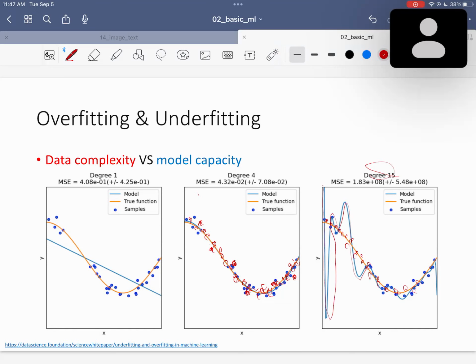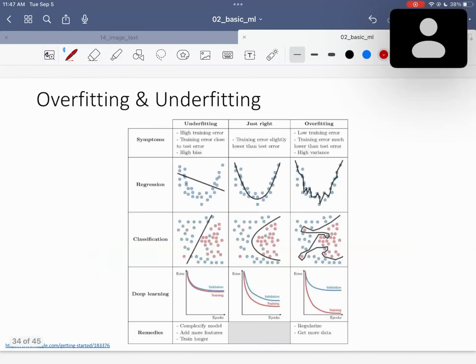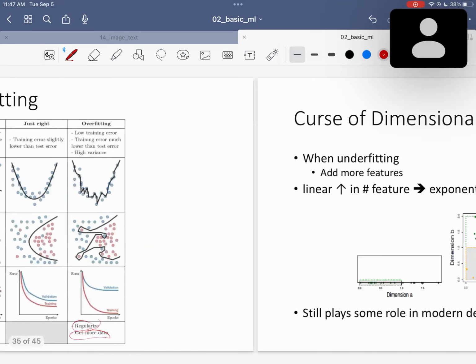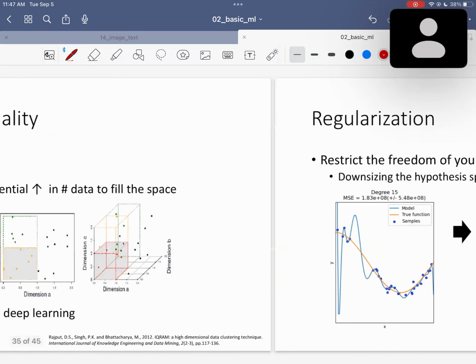So it's always a good idea to have more training samples, because no matter how powerful your model is, if you have a really large amount of data, then you will usually get the true function. So that is where get more data comes in. Regularize, we'll talk about it later.